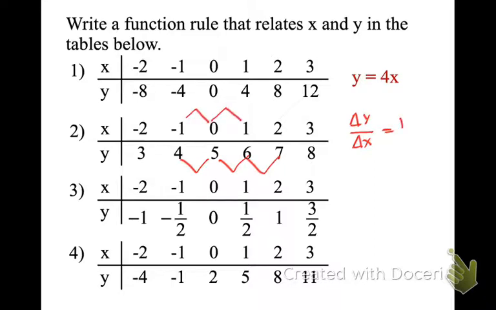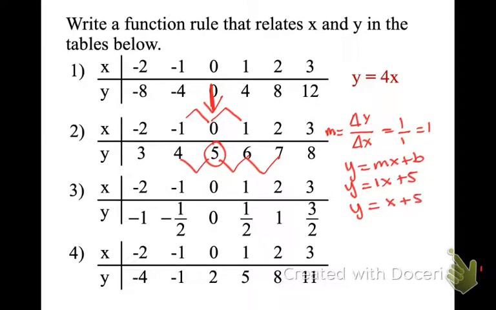the increase here is also 1, so this equals 1. So my m is equal to 1. So in y equals mx plus b, we know that it's y equals 1x. And when I go to my y-intercept, where x is 0, my b is 5. And that's why it's y equals x plus 5. Okay, let's try the next one.